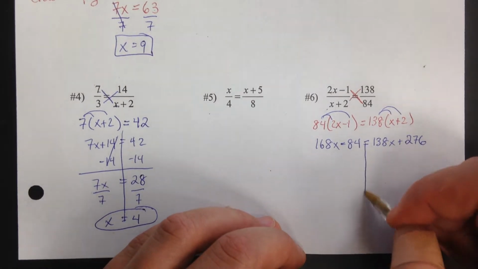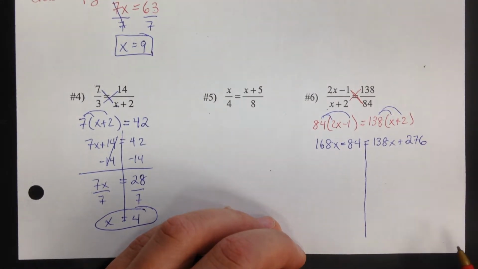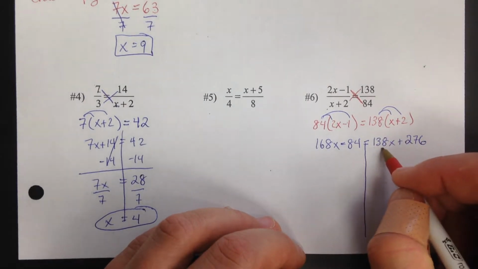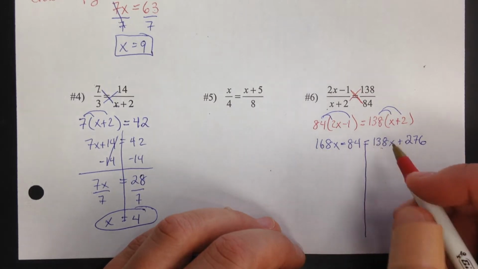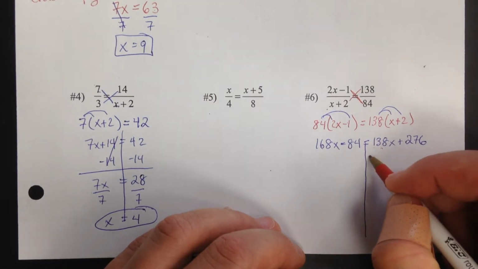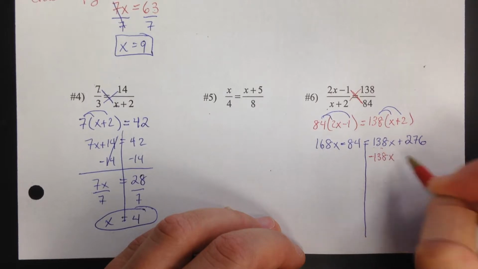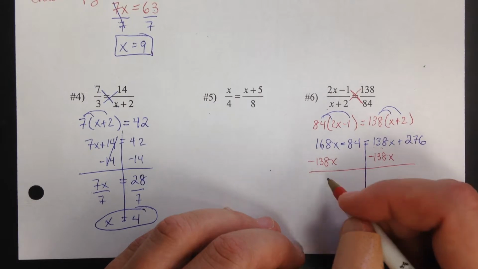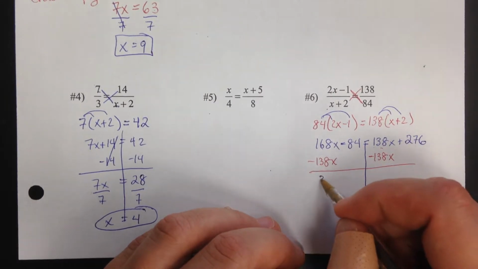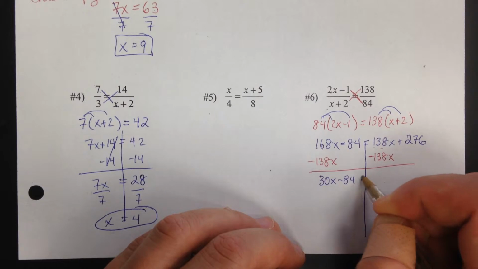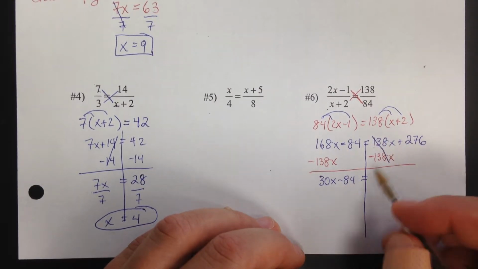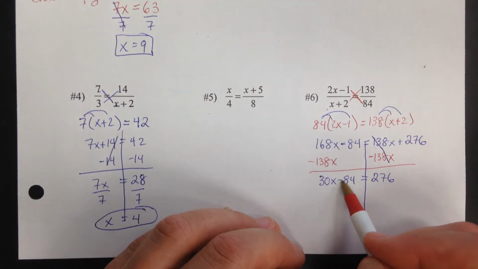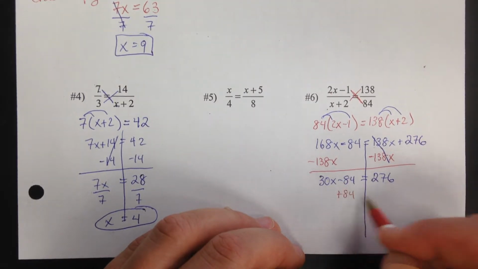Okay, now we have variables on both sides. I want to get the x's on one side and the constants on the other. I'm going to move the 138x. Since it's smaller than 168x, that's a positive 138x, so I will subtract 138x from both sides. And this will give us 30x minus 84 equals 276. Okay, now let's move the constant negative 84 to the other side, so we'll go plus 84.